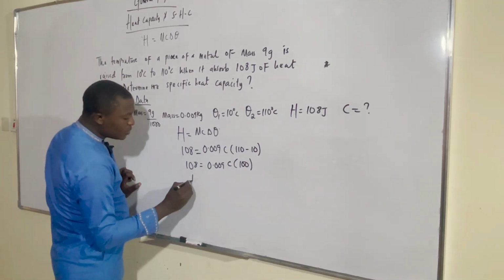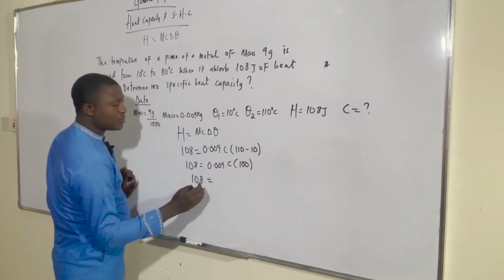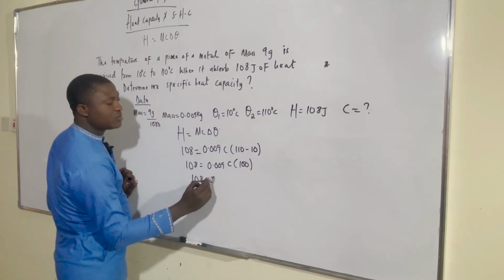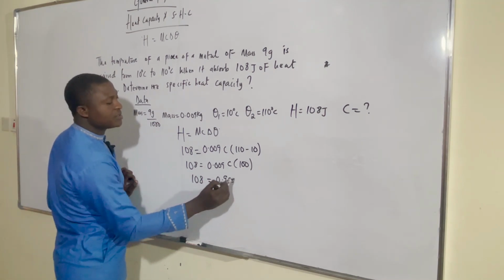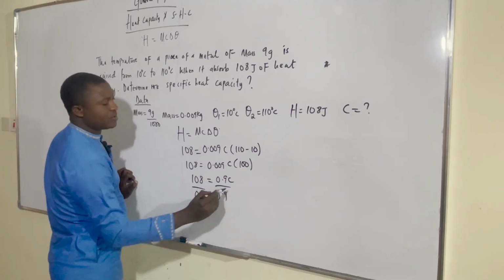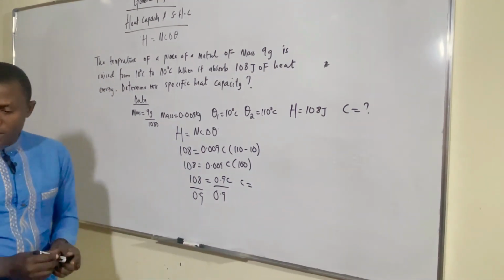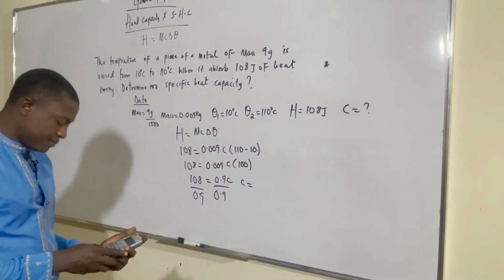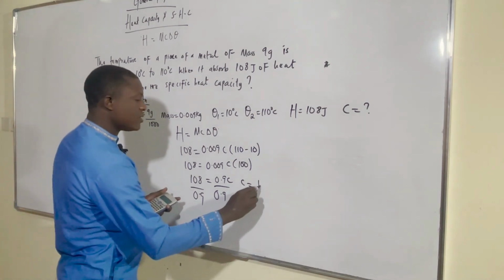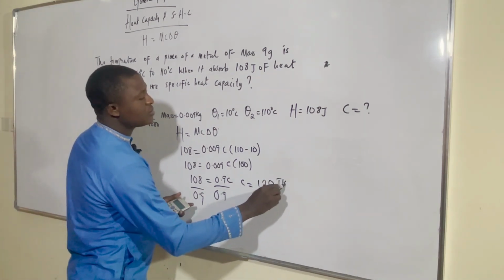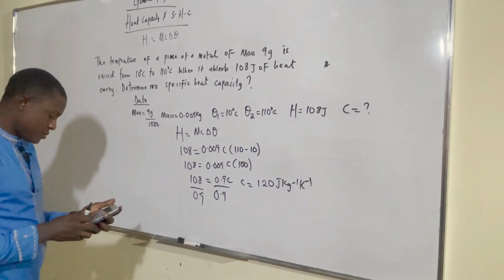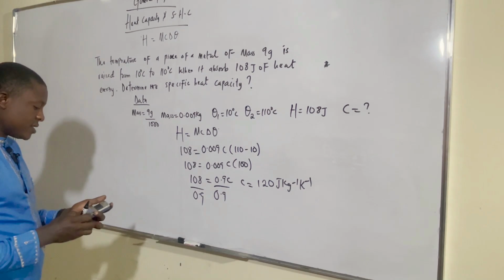Now we can have 108 is equal to 0.09 C multiplied by 100. Of course, if you do that, we are going to have 0.9 C. Since I'm looking for C, divide both sides by 0.9. If you do that, what we have here is 120 joule per kilogram per Kelvin. So that's what we have.